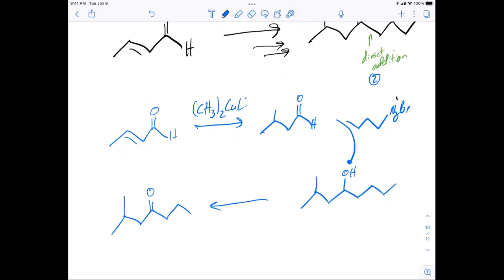I need an oxidant. Does it matter which one I use? Can I over-oxidize this? Only if I do the Baeyer-Villiger, which is the peroxy acid. So here I could use sodium dichromate, chromic acid, or PCC in methylene chloride. So any of my oxidants will do this. Taking a secondary alcohol to a ketone, any of my oxidizing agents can do that, okay?